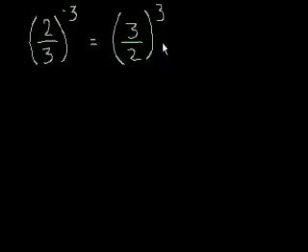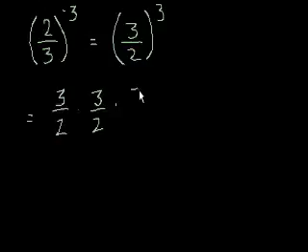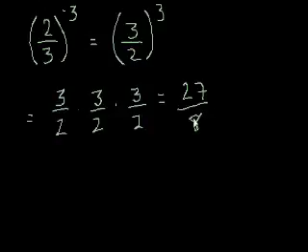And now this just becomes a level 1 exponent. This equals 3/2 times 3/2 times 3/2. And that equals 27/8. So that's interesting. 2/3 to the negative 3 is equal to 27/8. Let's do some more.